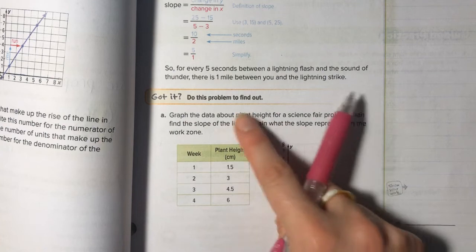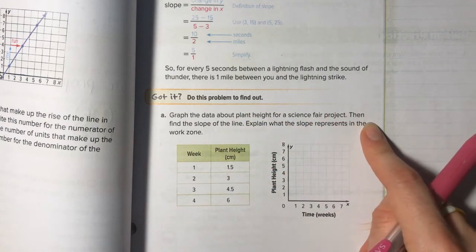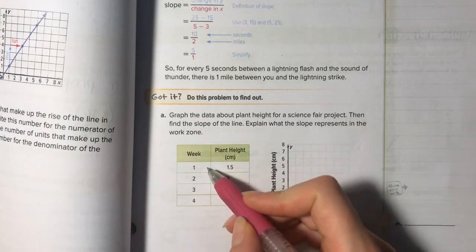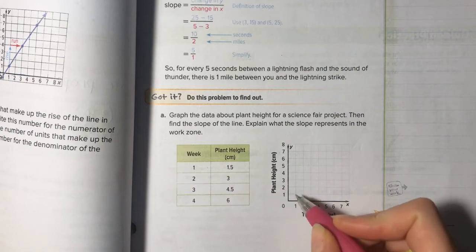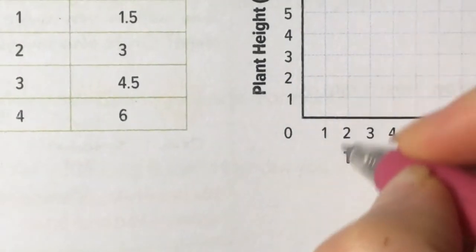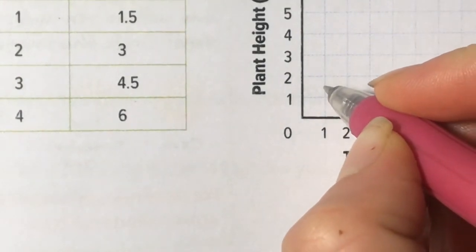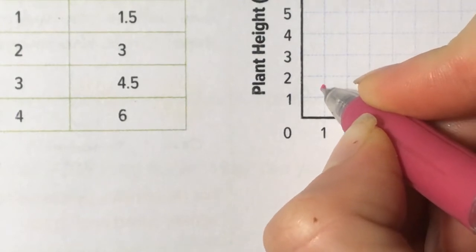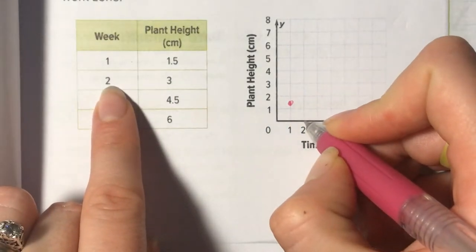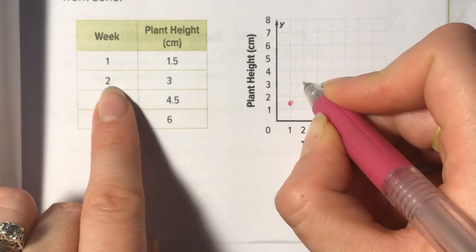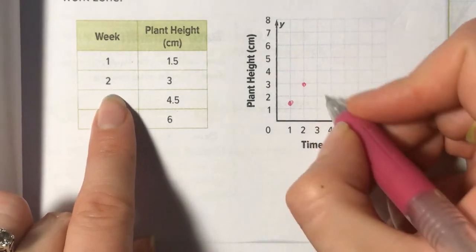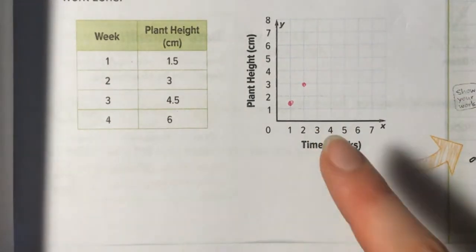Graph the data about plant height for a science fair project. Then find the slope of the line. Explain what the slope represents. So you have 1 and 1.5. Okay, so do 1 and 1.5. It's not going to be perfectly on the line. Look, 1 and 1.5. Okay, it's not going to be perfect. It's all right. 2 and 3. Okay, 3 and 4.5. Okay, keep going.